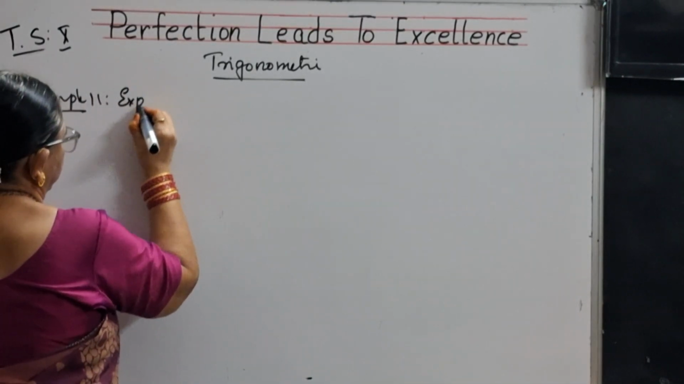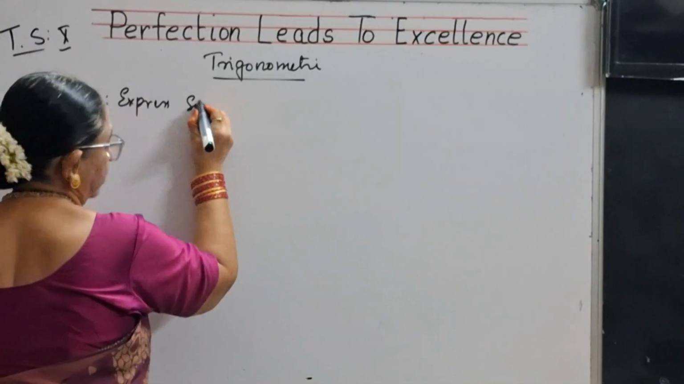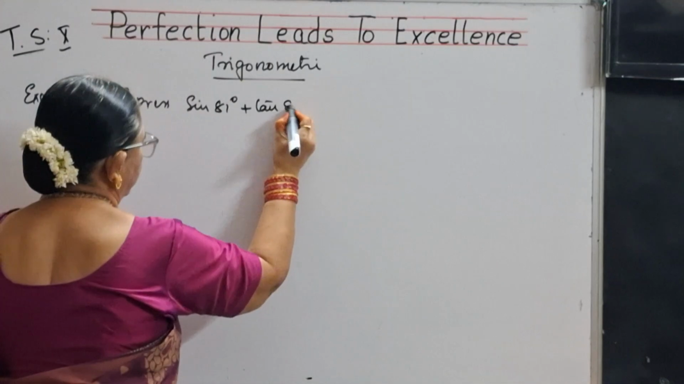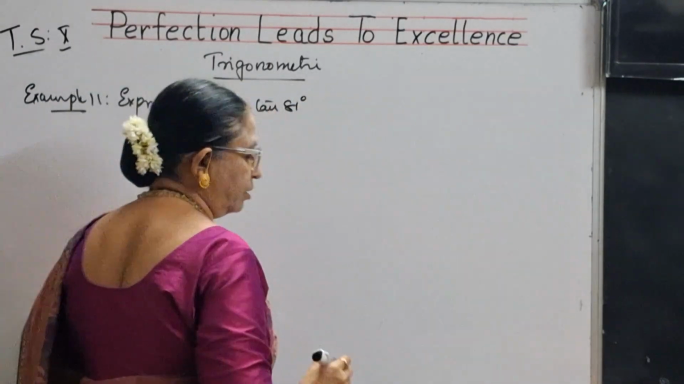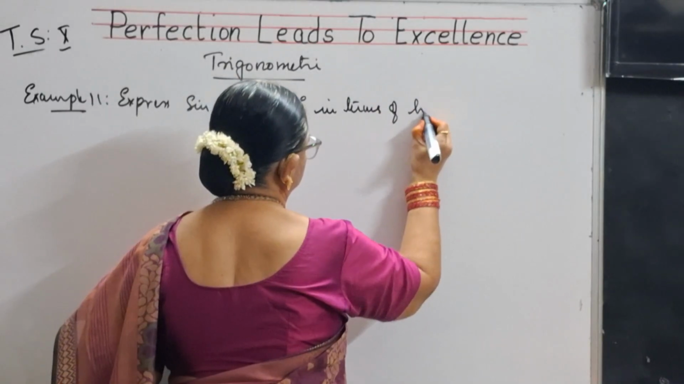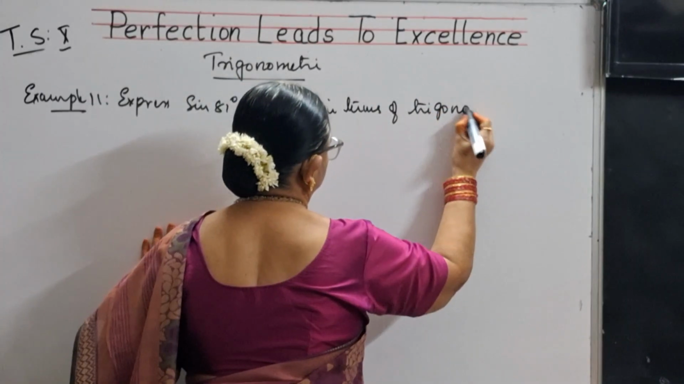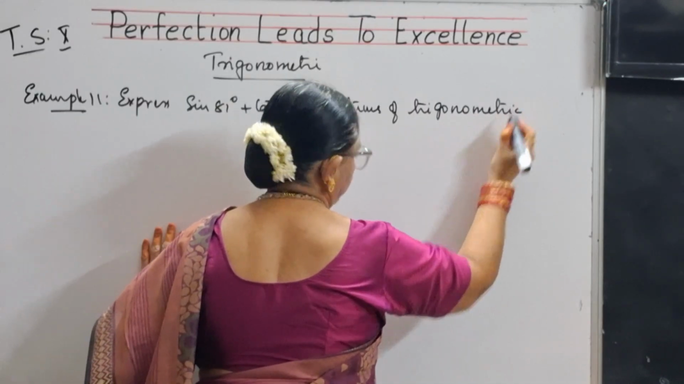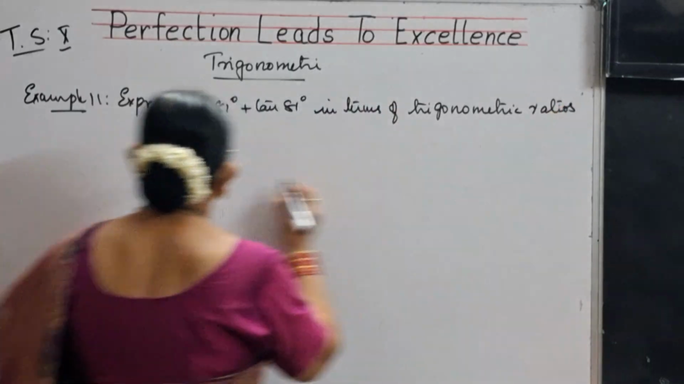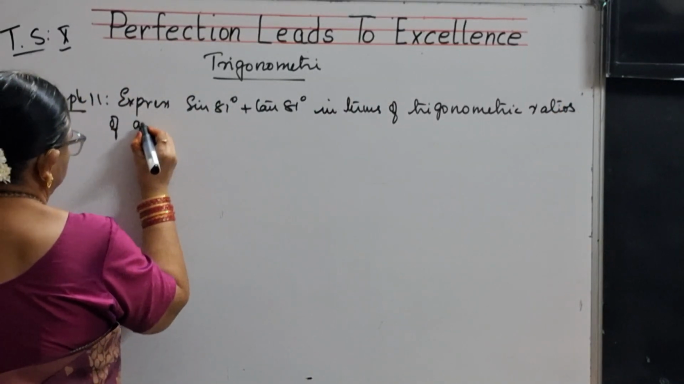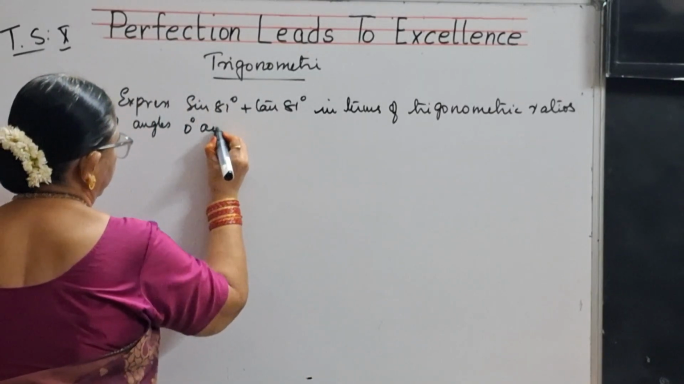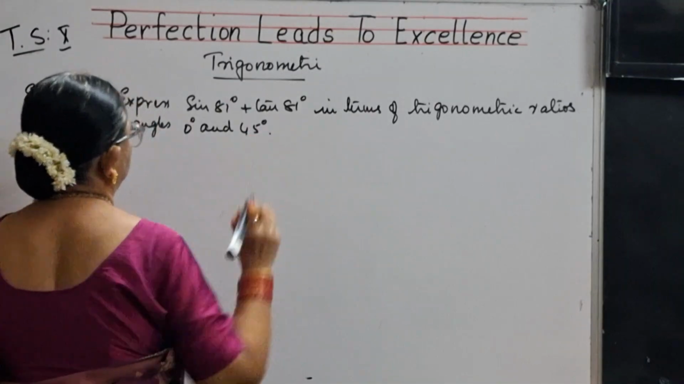Express sine 81 degrees plus tan 81 degrees in terms of trigonometric ratios of angles between 0 degrees and 45 degrees. What does this mean, children?